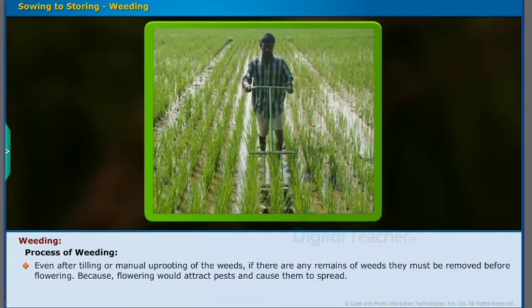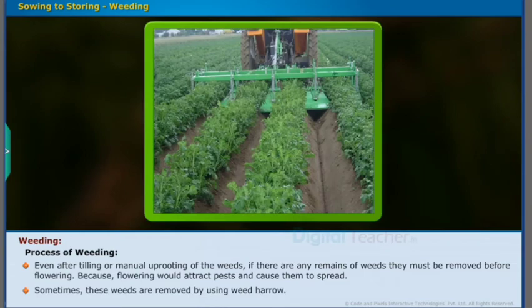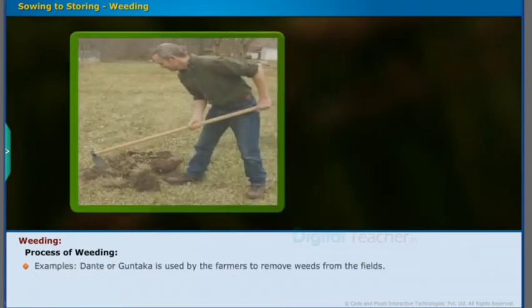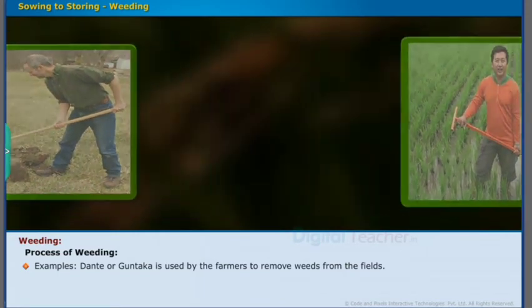Even after tilling or manual uprooting of the weeds, if there are any remains of weeds, they must be removed before flowering, because flowering would attract pests and cause them to spread. Sometimes these weeds are removed by using a weed harrow. Examples: Dhante or Guntaka is used by farmers to remove weeds from the fields.